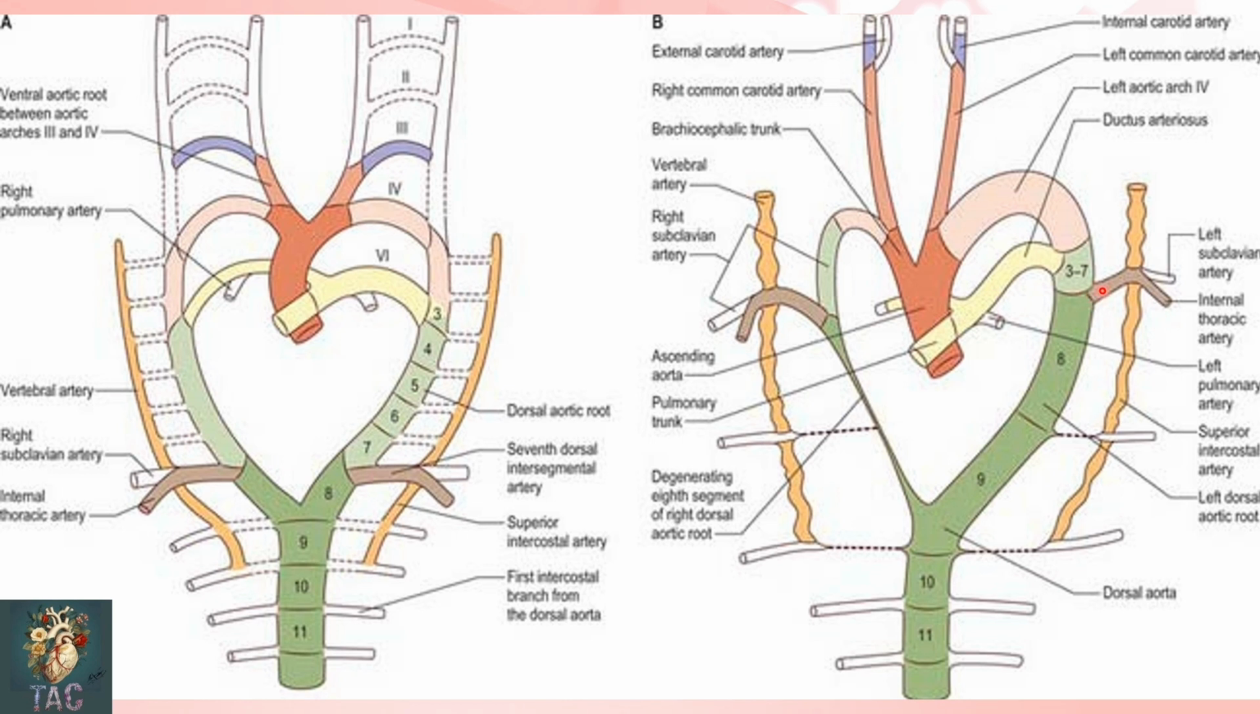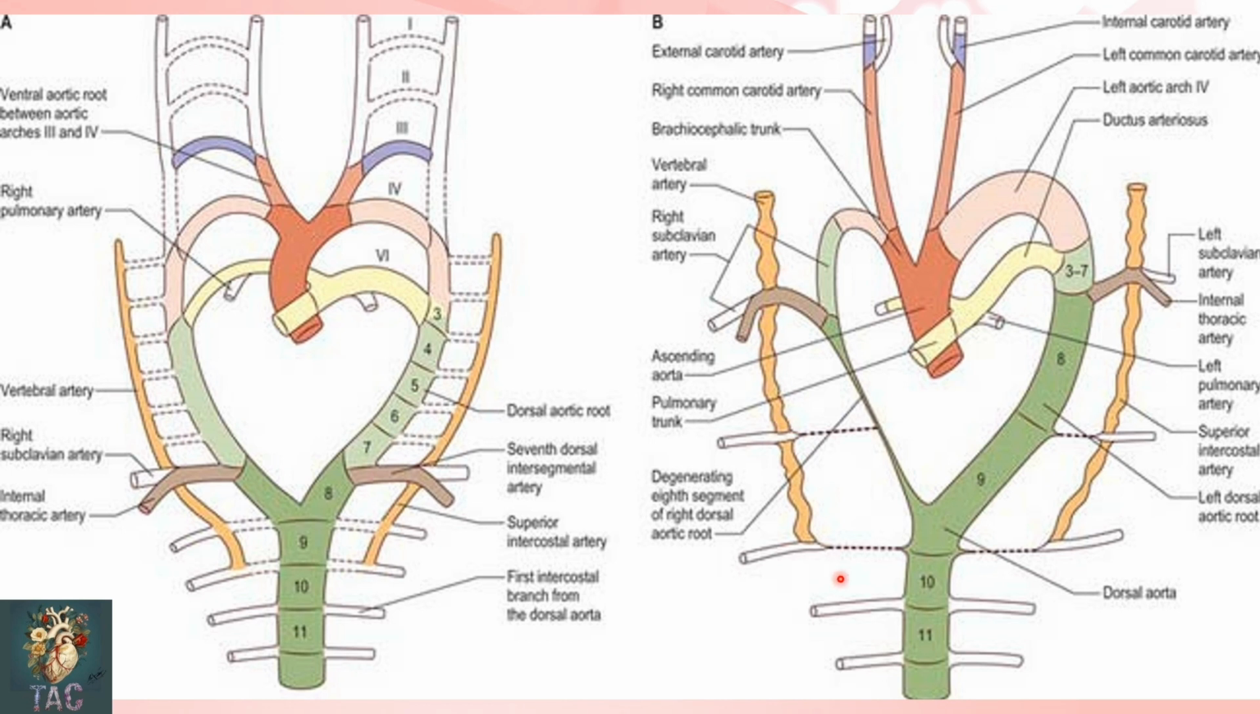The left subclavian is forming from the 3rd to 7th intersegmental. Then the arch of aorta: this left dorsal aortic root forms part of the arch of aorta, and then the descending aorta. So the dorsal aorta is obliterated over here, and again over here. This artery which is forming is the vertebral artery. Here you can see the vertebral artery forming over here, and this is again the vertebral artery.